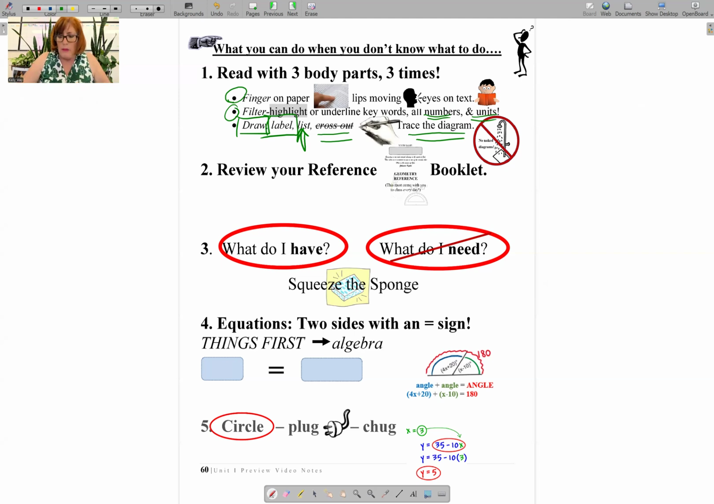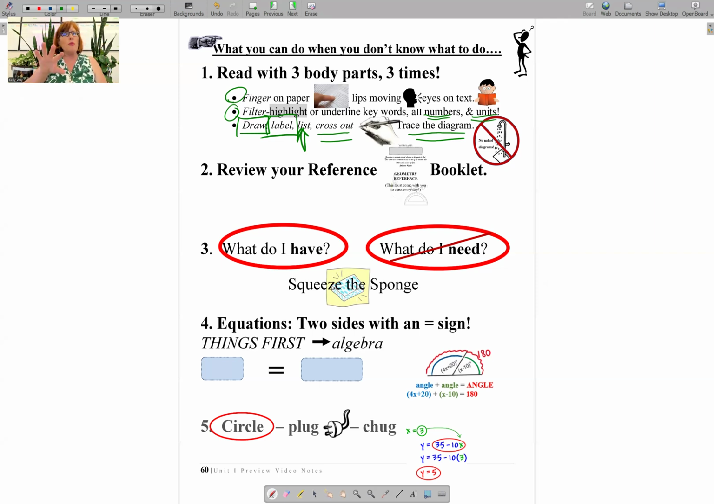Number three, you ask yourself, what do I have? You start like this with your hands. You start with what you have, not with what you need. So don't focus on what the question is asking. Focus on what you're already given. Focus on what you have, not what you need. You ask, what do I have? You don't ask, what do I need?